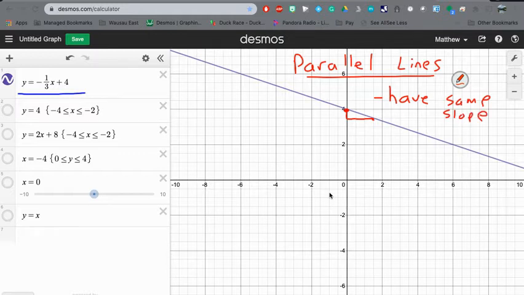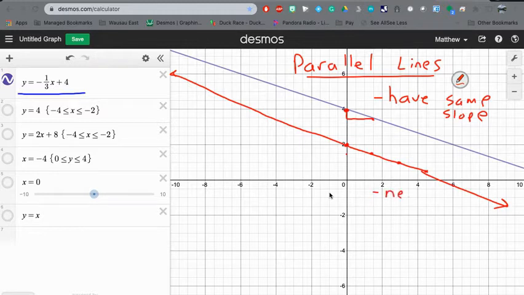So if I make a point at 0, 2 for a y-intercept, and then I go down 1 over 3, down 1 over 3, down 1 over 3, and I make that line. Not quite perfect, but you get the general idea. Those lines are parallel. They have the same slope and they will never cross. Kind of like railroad tracks is a good example of parallel lines.